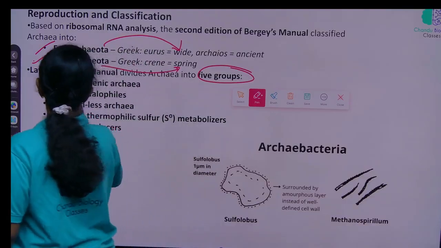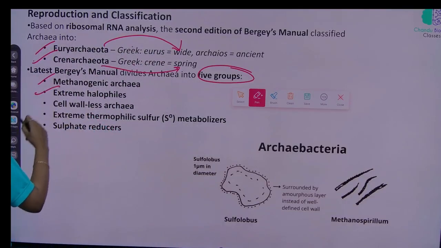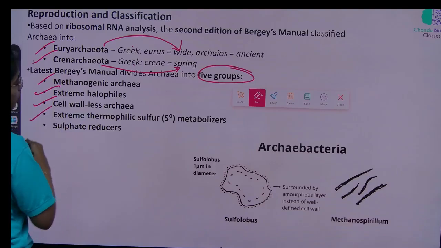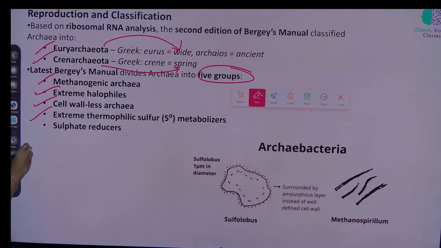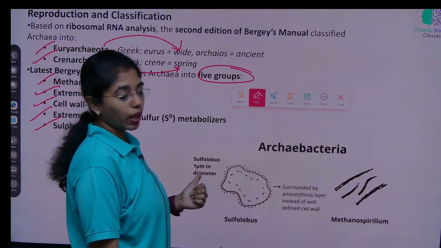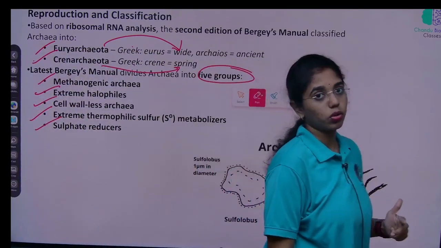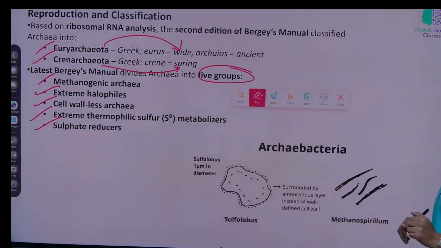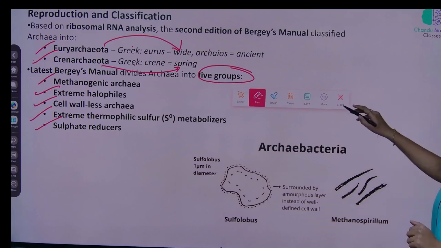The latest Bergey's Manual divides archaea into 5 groups: methanogenic archaea, extreme halophiles, cell wall-less archaea, extreme thermophilic sulfur metabolizers, and sulfate reducers. The basic division we know is into thermoacidophiles, halophiles and methanogens, but this is the advanced classification. Clear till here? Yeah.